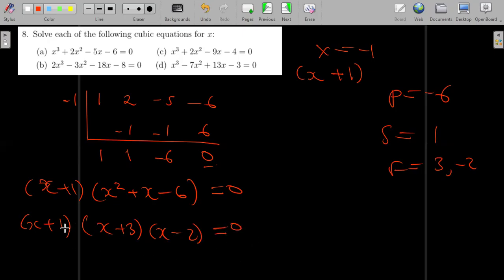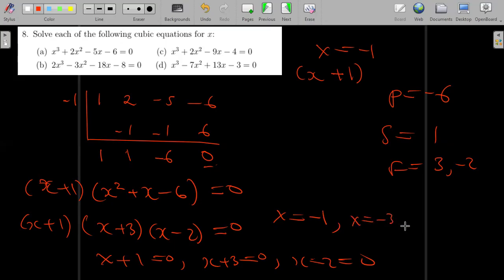So this means you're equating all this to what? To 0, and your values are just going to be x plus 1 equal to 0, then you have x plus 3 equal to 0, and you have x minus 2 equal to 0. That means your values of x are going to be x equal to -1, x equal to -3, and the last one, x equal to 2. So these are going to be your values for that polynomial function.